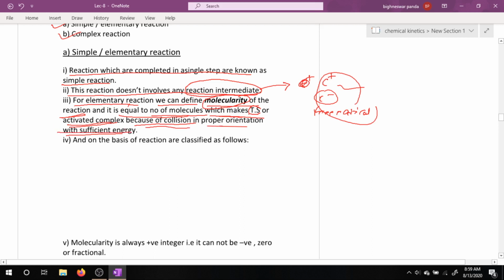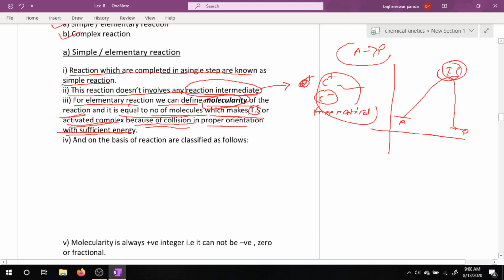If I draw a graph, A gives rise to product, and this is the transition state. Since the reaction is completed within a single step, A gives rise to transition state, then P, and a transition state is not an intermediate. Remember, transition state is not an intermediate. So since this is a single step or elementary reaction, I can define molecularity.